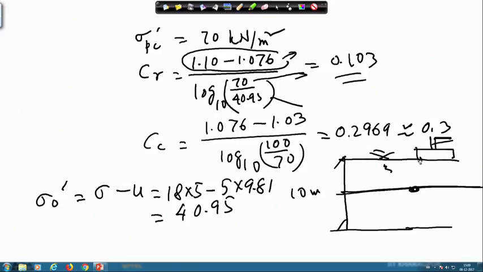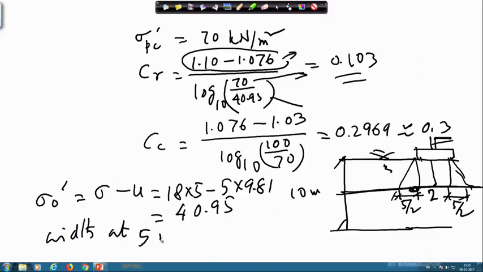Now, because of this footing, this dispersion will be there. Okay. So, this is actually 5 meter depth and this was 2 meter. So, this will be 5 by 2 and this is also 5 by 2. So, ultimately this is 2 plus 5 by 2 plus 5 by 2, that means the base width at 5 meter depth will be equal to your 2 plus 5 equal to 7 meter.